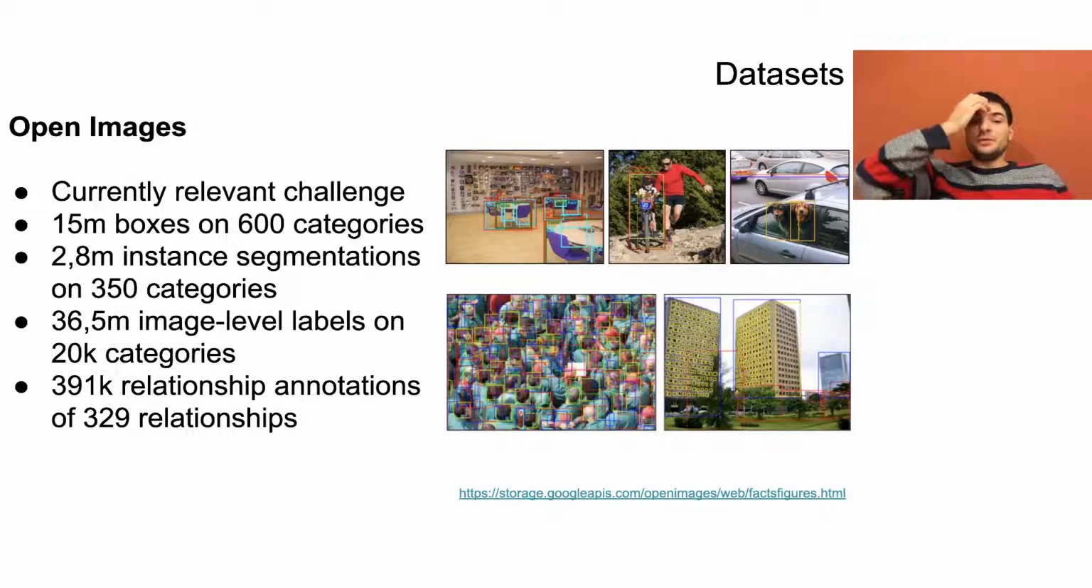And another beautiful dataset is Open Images, currently one of the most relevant challenges. It has 15 million bounding boxes of 600 categories. It has almost 3 million instance segmentation maps on 350 categories, and it has 36.5 million image-level labels on 20,000 categories. So it's really beautiful, and in addition, it has almost 400,000 relationship annotations of different types of relationships.